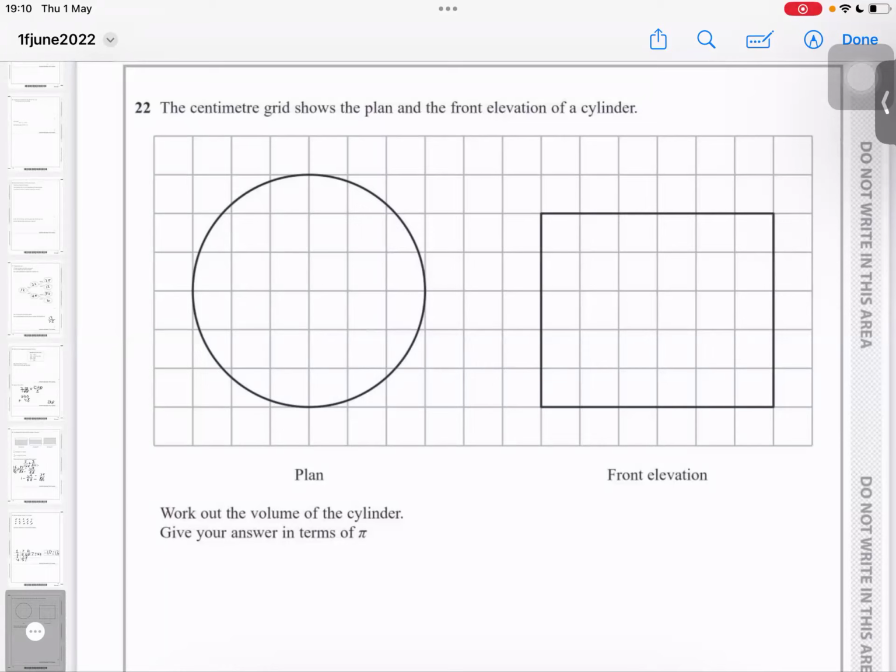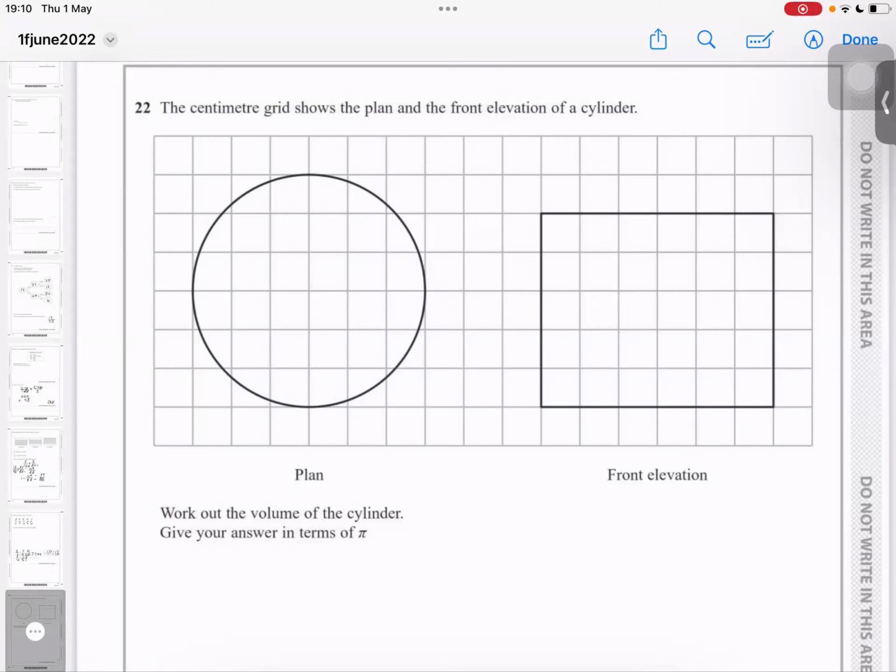Okay. So the area of the circle, remember, volume of a cylinder is the area of the shape on top times the height, the vertical height. So in this case, the area of this circle is going to be pi r squared. That's pi times 3 squared, which is 9 pi. Okay.